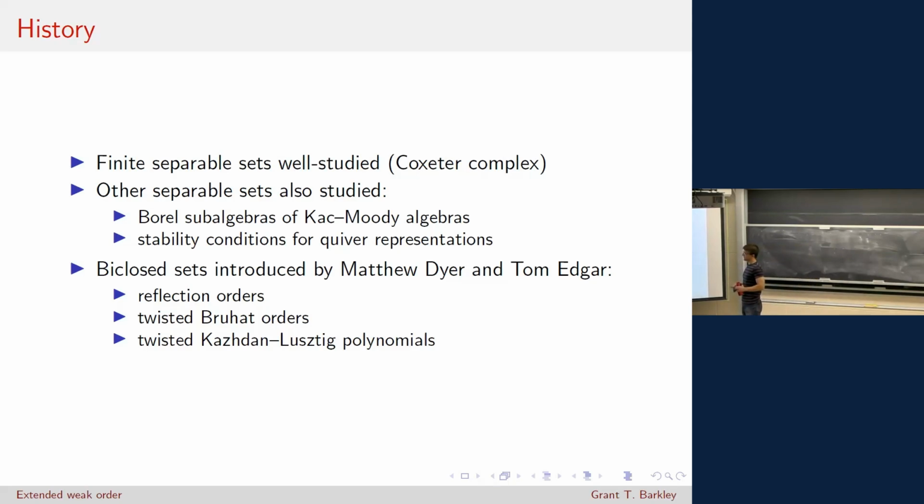These infinite separable sets have also been studied somewhat. So there are ways to write down generalized Borel subalgebras of Kac-Moody algebras, or stability conditions for quiver representations coming from these things. Biclosed sets are more recent. Biclosed sets were introduced by Matthew Dyer, who was here, and Tom Edgar, who was a student here. Their original usage was for understanding things called reflection orders and twisted Kazhdan-Lusztig polynomials. So they sort of have origins in Kazhdan-Lusztig theory, but now they seem to have applications in a lot of different areas. So I'll talk about a few of those at the end.